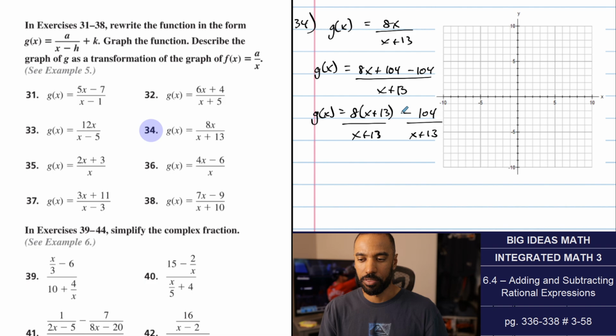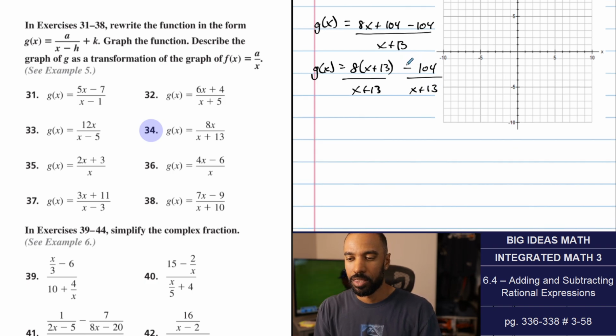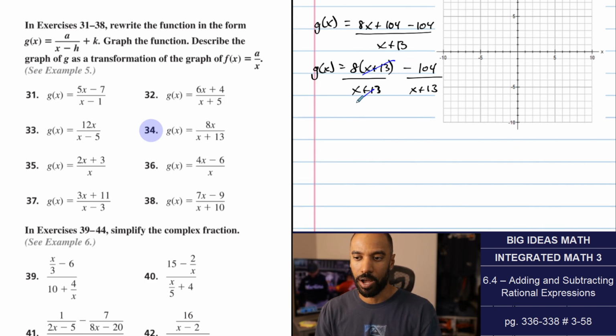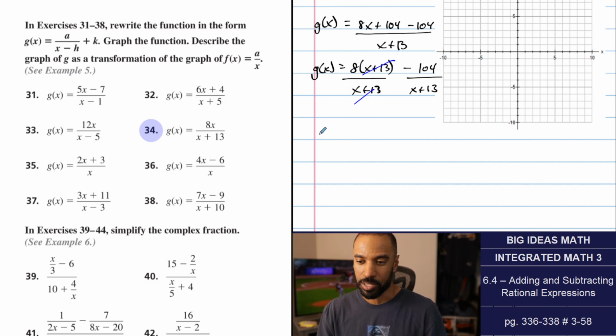This might be one more of those lost cause kinds of things here where I don't know what 104 divides by. It divides by 2. You know, it doesn't divide by 3 and things like that. So g of x equals negative 104.